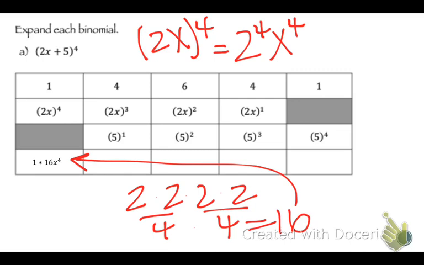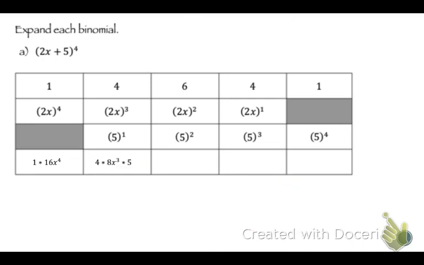Okay. This next one, we have 4 times 2x to the third power, which is 8x cubed, because that's 2 cubed, x cubed, and then 5. The next one, we have 6 times 4x squared. 5 squared is 25. Next one, we have 4 times 2x times 5 cubed, which is 125. And then 5 to the fourth is 625.